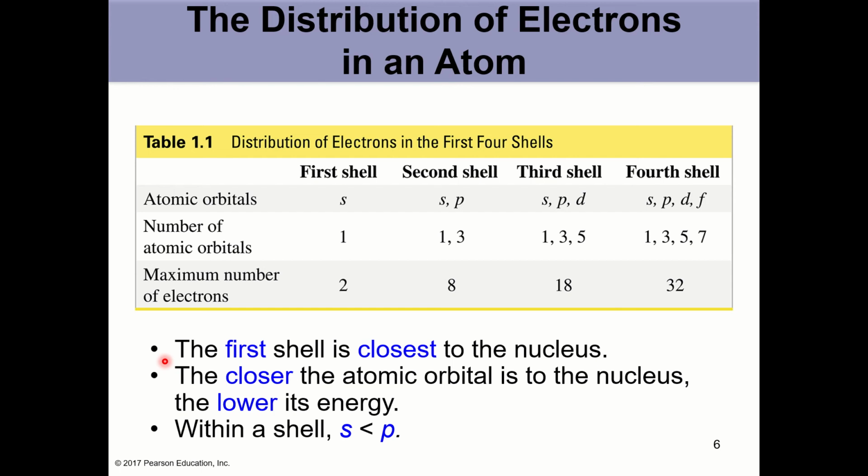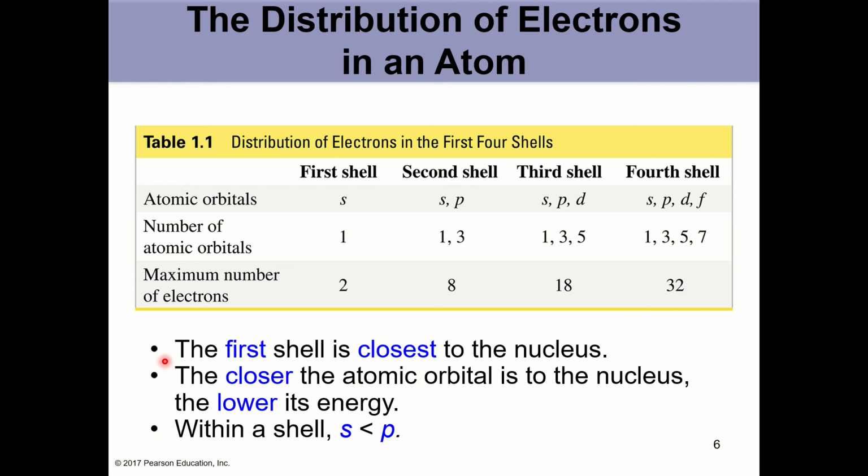The first shell is closest to the nucleus, and the closer the atomic orbital is to the nucleus, the lower its energy. It's attracted to the positive charge, so it has lower energy. It's more stable when it's around a positive charge. So the further out we are from the nucleus, the more weakly held the electrons are, and the higher the energy of those electrons.